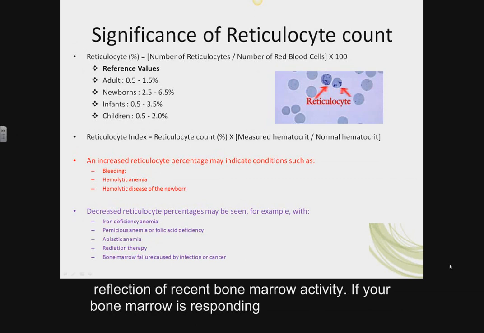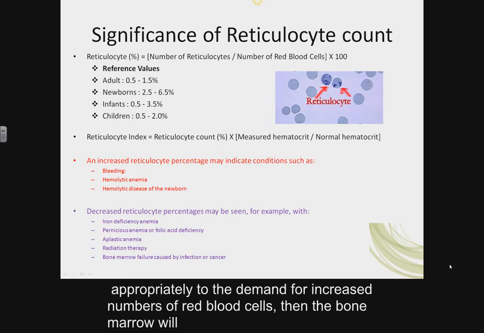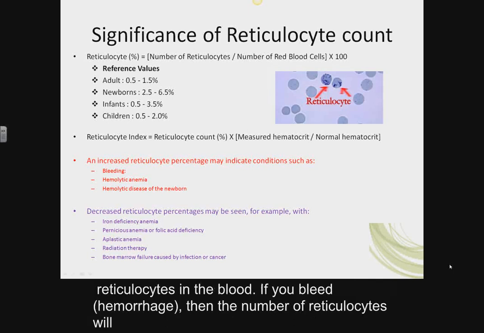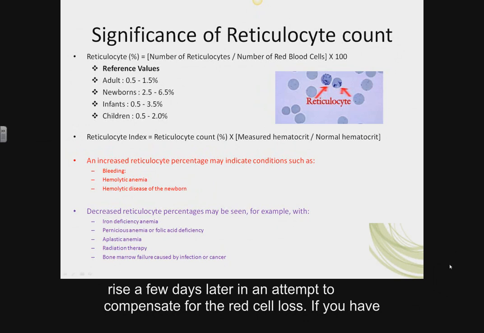The reticulocyte count is a reflection of recent bone marrow activity. If your bone marrow is responding appropriately to the demand for increased numbers of red blood cells, then the bone marrow will allow for the early release of more immature red blood cells, increasing the number of reticulocytes in the blood. If you bleed or hemorrhage, then the number of reticulocytes will rise a few days later in an attempt to compensate for the red cell loss.